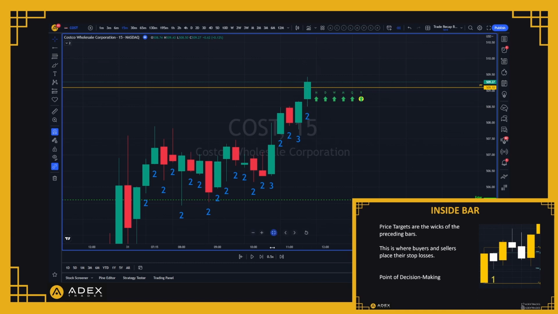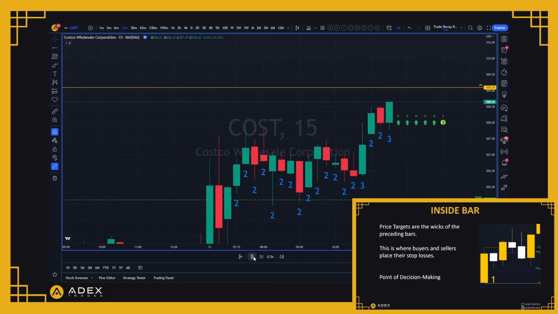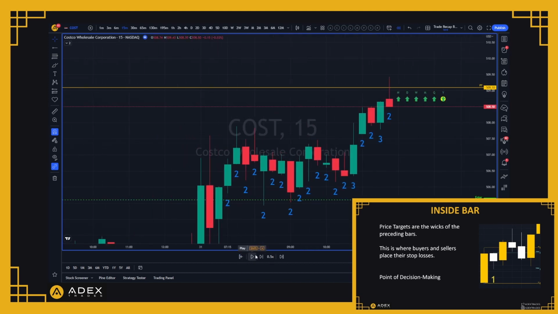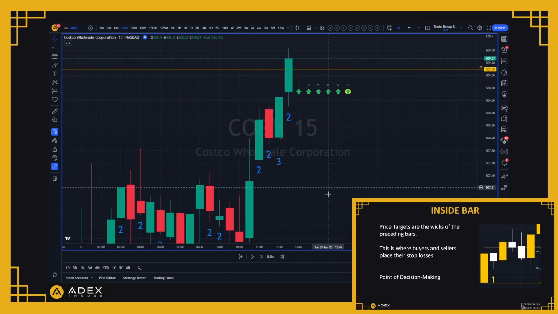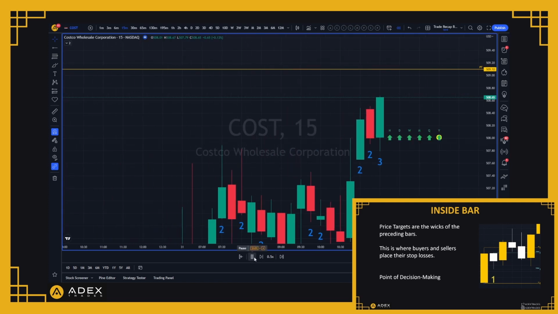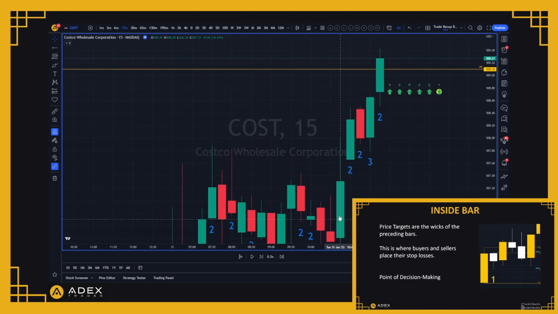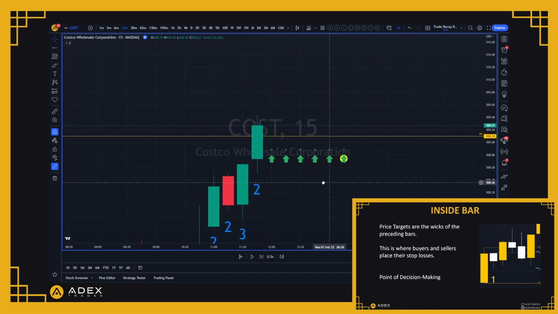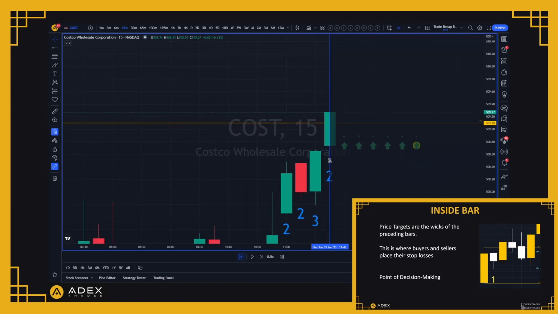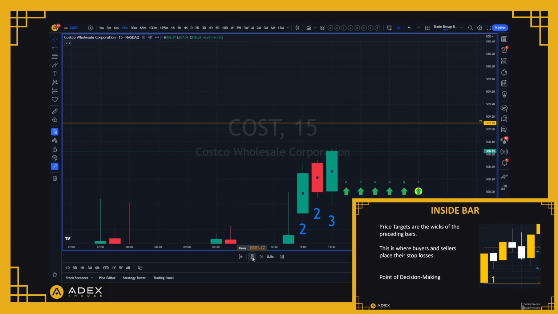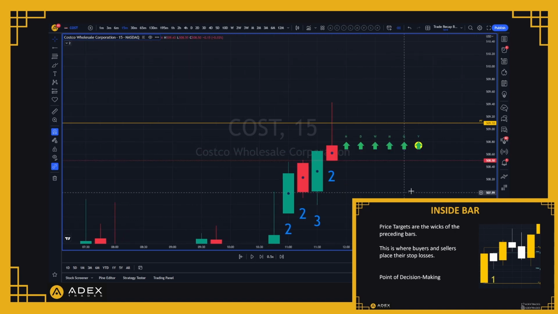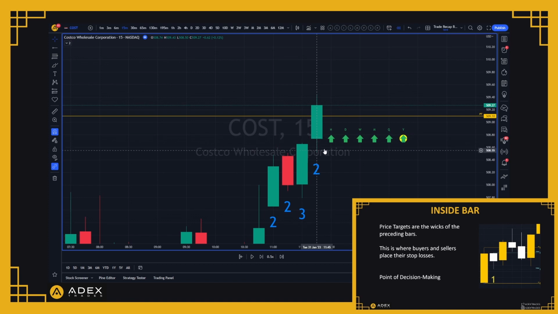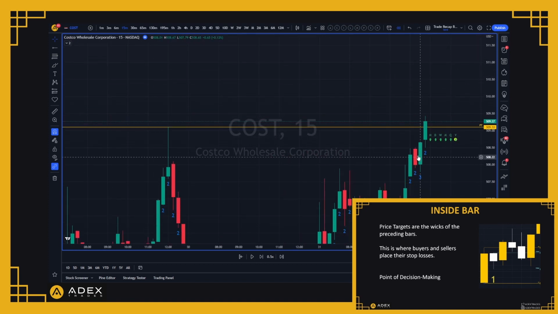Boom, there it is. Let me go back. See? Look how, oh, no. You're supposed to go back. Okay. I don't know why it's not. But did you guys see how it became a shooter before it became a green engulfing candle? So that shooter was a reaction to that price target right here.